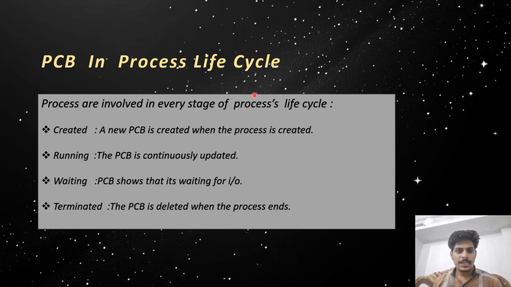PCB in the process life cycle. PCBs are involved in every stage of the process life cycle. Create. A new PCB is created when the process is created. Running. The process control block is continuously updated. Waiting. The process control block shows that it's waiting for input/output. Terminated. The PCB is deleted when the process ends.